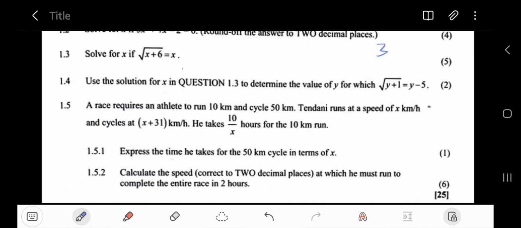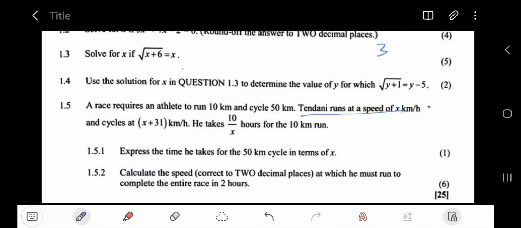Now they say a race requires an athlete to run 10 kilometers and cycle 50 kilometers. And TENDANI runs at a speed of x kilometers per hour. So this is our speed. It's very, very important, because in the question, which is worth 6 marks, they want us to calculate the speed. In other words, we're trying to solve for x.